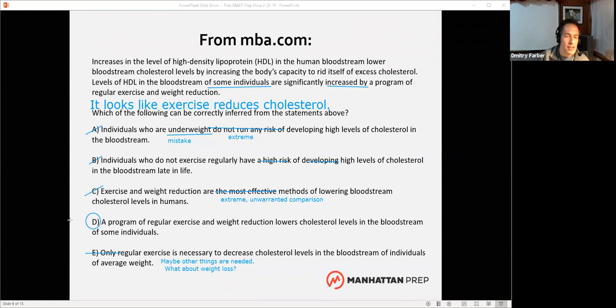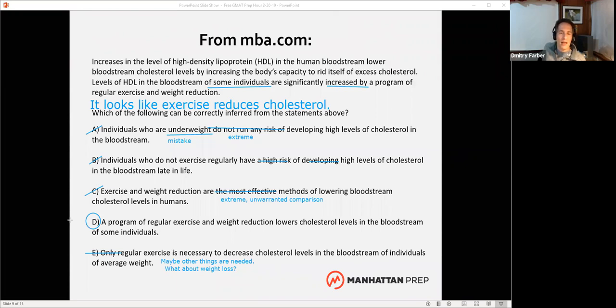Are there guessing strategies? I think our ways of getting rid of the bad answers are the best guessing strategies. What I'm looking for is what kinds of things I don't want. So if I had to guess randomly, I would go for a weaker answer. Notice that although D does say something, it says lowers cholesterol levels, it does make a strong statement, it's careful. It says of some individuals. Whereas look at E, only, C, the most, right? A, do not run any risk. Those are harder to say.